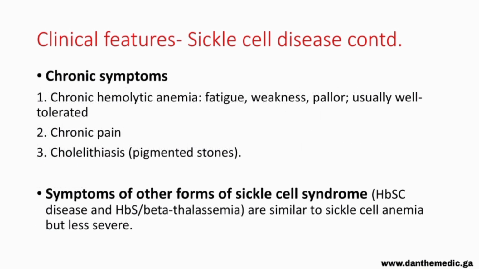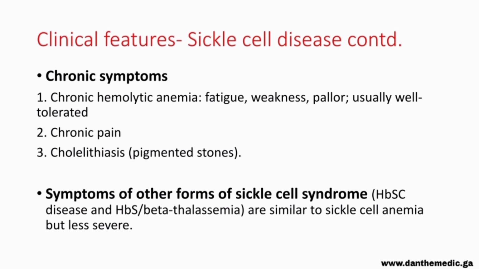So now that we've talked about the acute symptoms, let's talk about the chronic symptoms. So there can be chronic hemolytic anemia, and this is manifested by fatigue, weakness, pallor, and this is usually well tolerated. Then we have chronic pain. There's also presence of cholelithiasis, and in this case, it is pigmented stones.